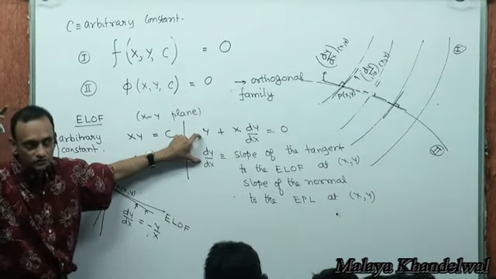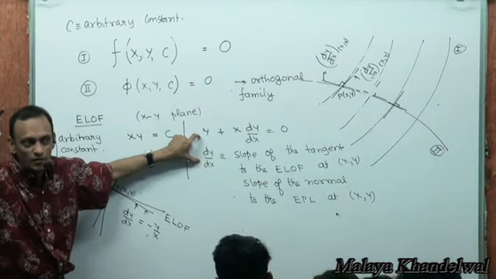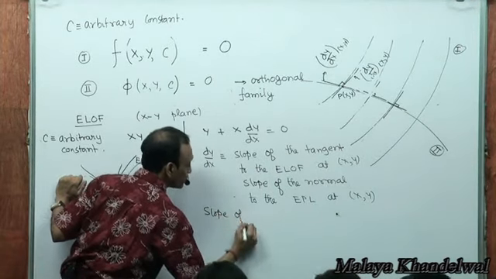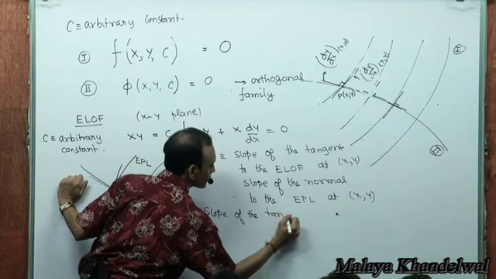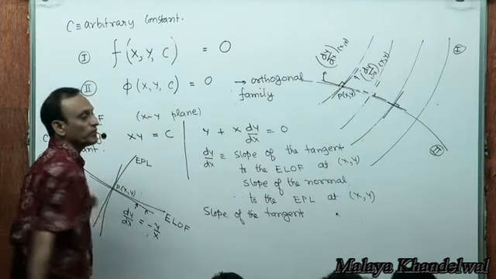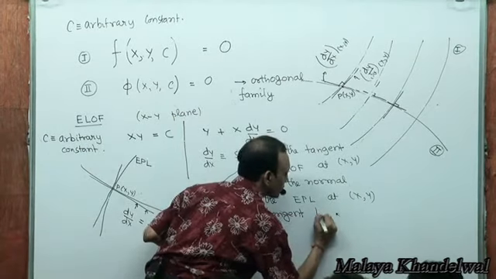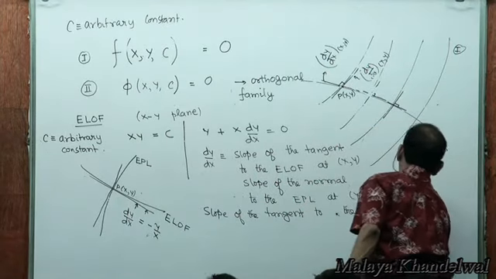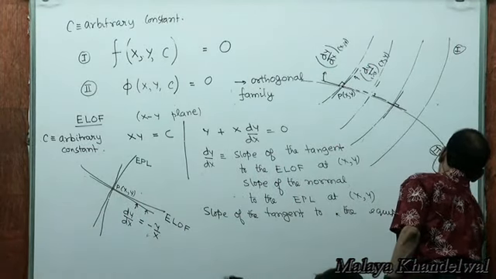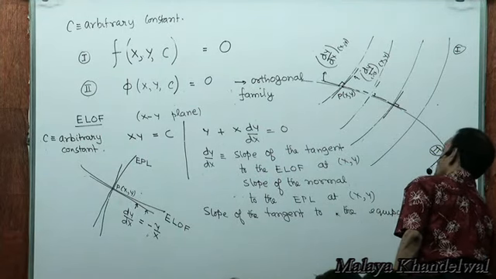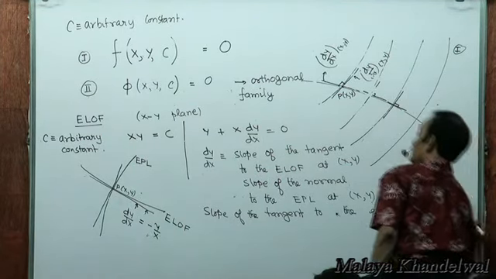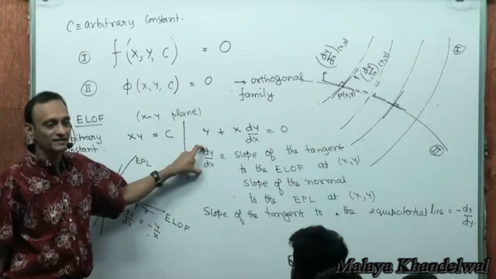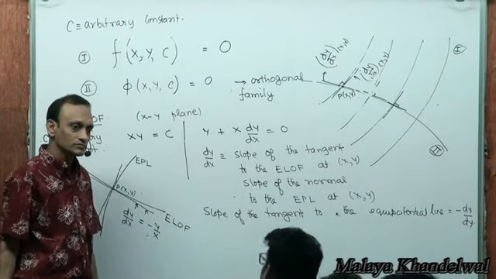समझ में आया ना? This is the slope of the normal at x comma y to the equipotential line. So the slope of the tangent to the equipotential line is going to be what? Minus dx dy. This is the slope of the normal. Slope of the tangent therefore will be minus dx dy. Yes or no? Are you all there with me?